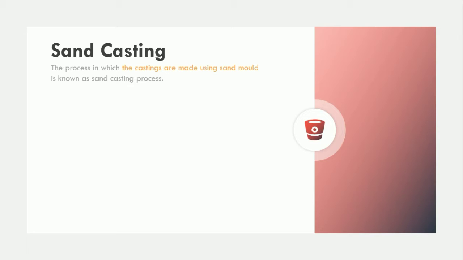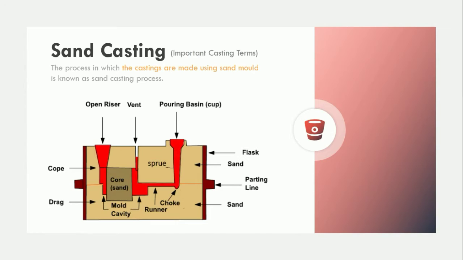Sand casting. Why is it called sand casting? Because the castings are made using a sand mold. Thereby, the casting products get made by means of sand casting. So this is what sand casting simply means. Now here you have a basic, typical diagram of the sand casting process. Let's discuss its important terms.